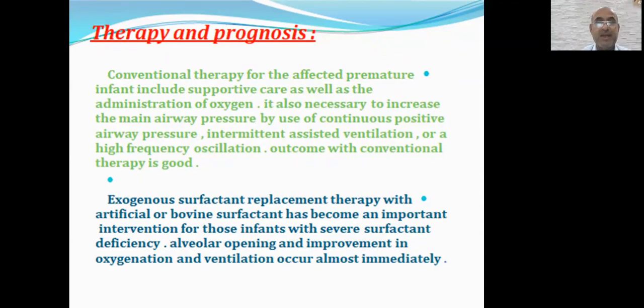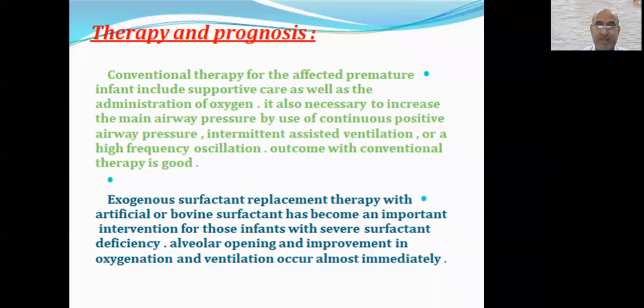Therapy and prognosis. Conventional therapy for the affected premature infant includes supportive care as well as the administration of oxygen. It's also necessary to increase the mean airway pressure by use of continuous positive airway pressure, CPAP, or intermittent assisted ventilation, or high frequency oscillation. Of course, the outcome with conventional therapy is good. So this is a supportive measure.